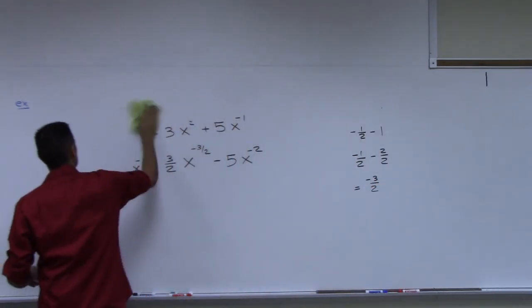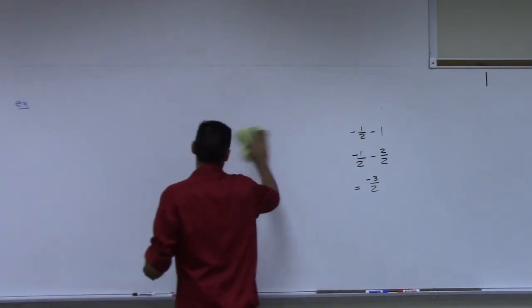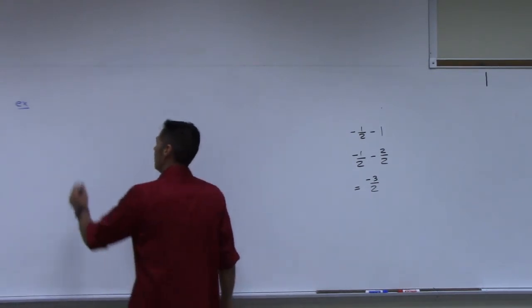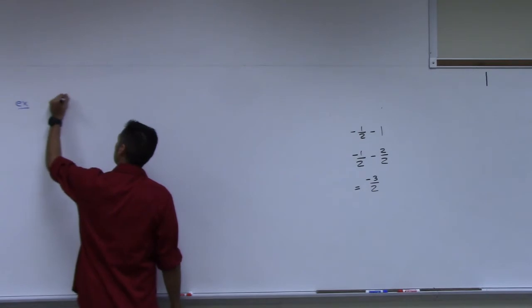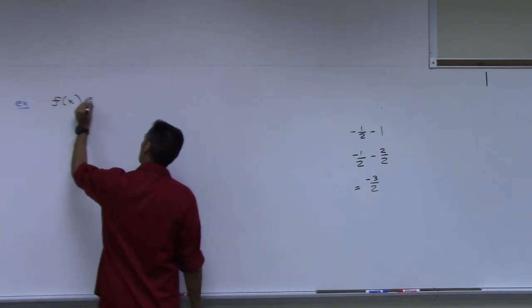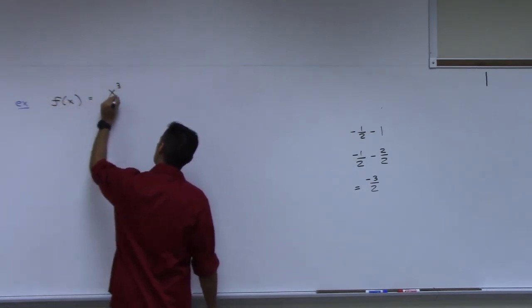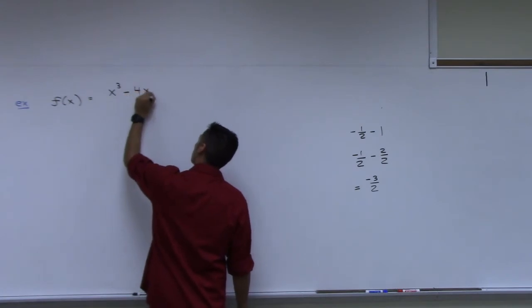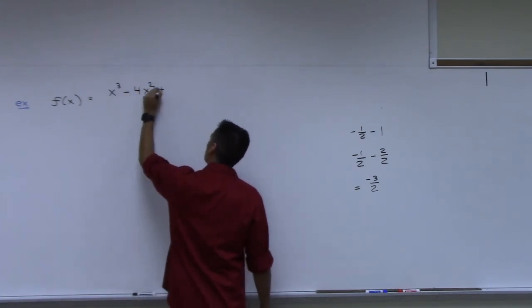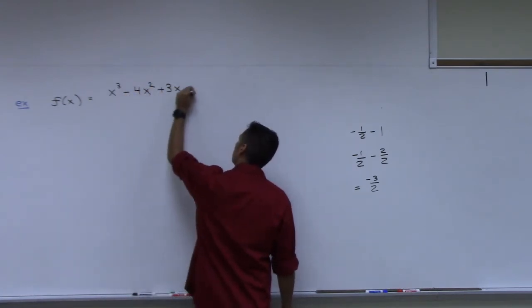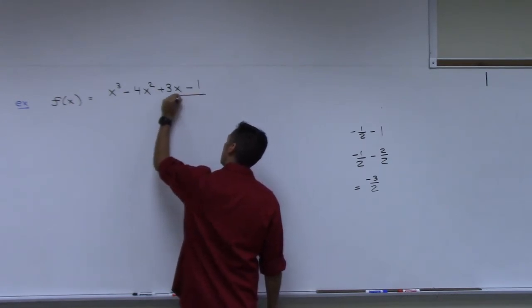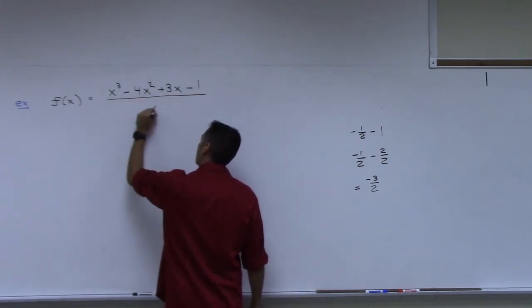The next one is going to be a little tricky. F of x equals x cubed minus 4x squared plus 3x minus 1 over x.